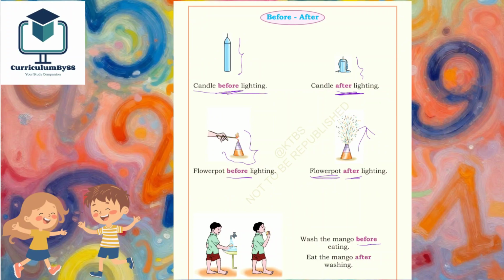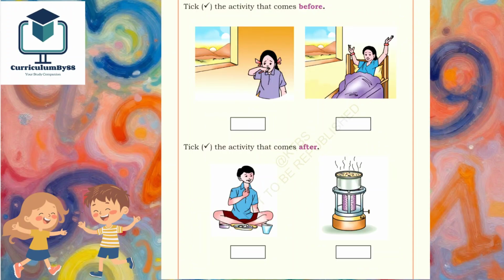Wash the mango before eating. You all have to wash any fruits before eating, right? Similarly, this is before. And eat the mango after the washing. We have to eat the mango only after washing. Pick the activity that comes before. So here a girl is brushing her teeth and in this picture she is waking up. So which comes first? Which comes before? Waking up is first. Then we will brush, right? So this one we have to tick.